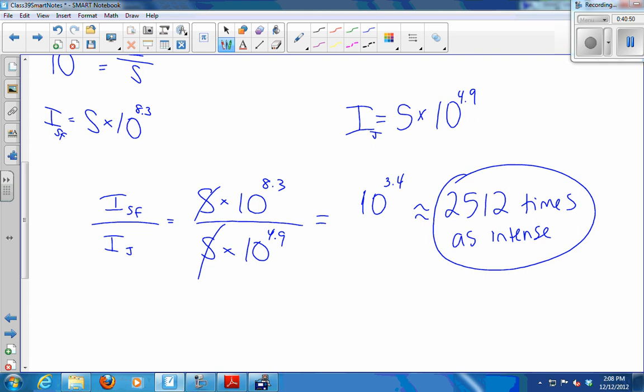So that's way more intense, right? It looks like the numbers aren't very different, 4.9 to 8.2, or 8.3, but that is a big difference in intensity because those numbers are exponents on 10, right? They aren't just the measurements themselves.